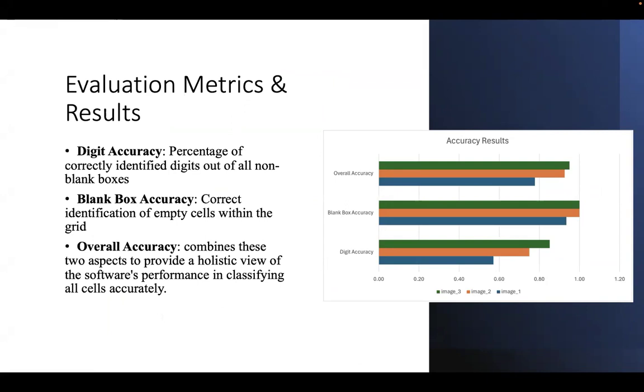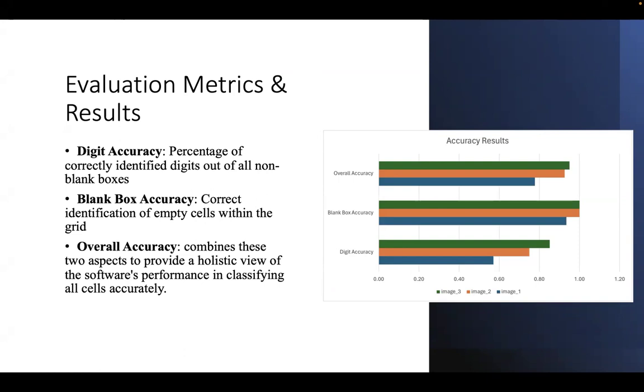Digit accuracy is essentially the percentage of correctly identified digits out of the non-blank boxes. So for any box that actually has a digit in it, are we accurately classifying it as that digit? Then we have the same for blank boxes. If it's a blank box, are we able through code to at least say that this is a zero, this is a blank? We want to make sure that's what we're solving for. And then we have the overall accuracy, essentially just adding those two up.